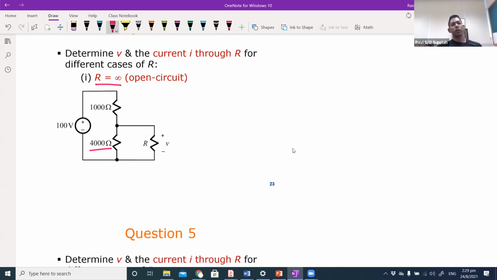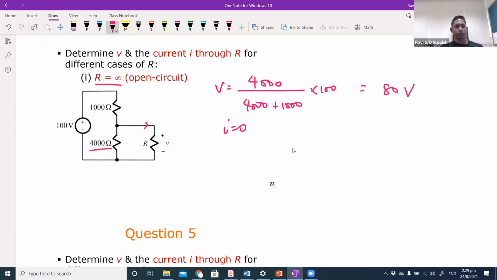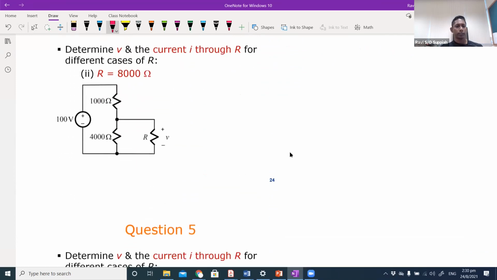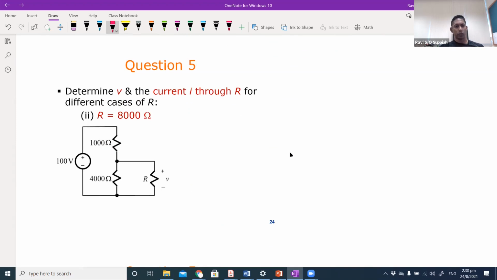If it's open circuit, then no problem, right? That means no current flows here. So the voltage is the open circuit voltage across that 4K. So it's 4,000 over 4,000 plus 1,000 times 100 volt. So you will get 80 volts. And since it is open circuit, your current will be 0. There is no current flowing here because the load is open circuit.